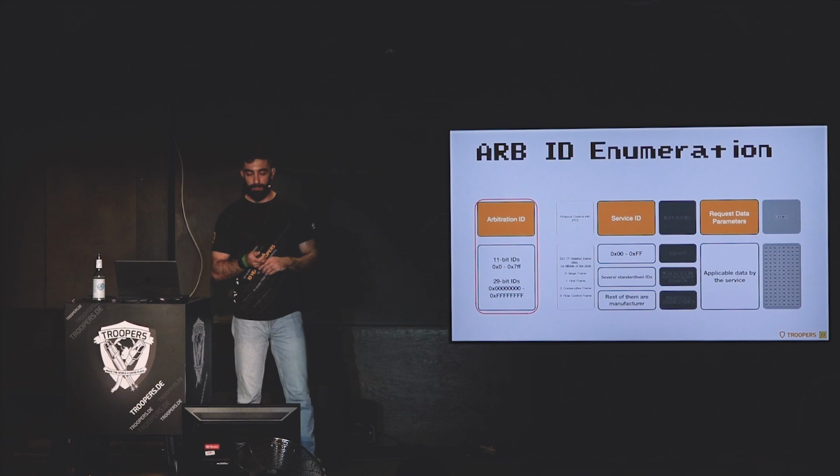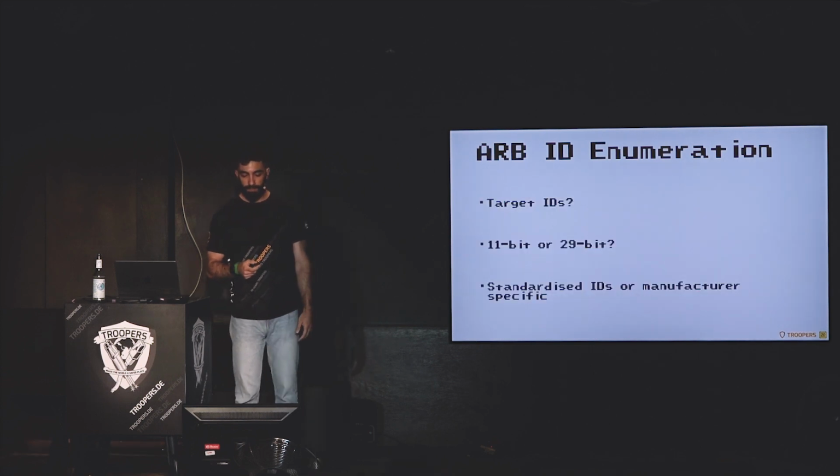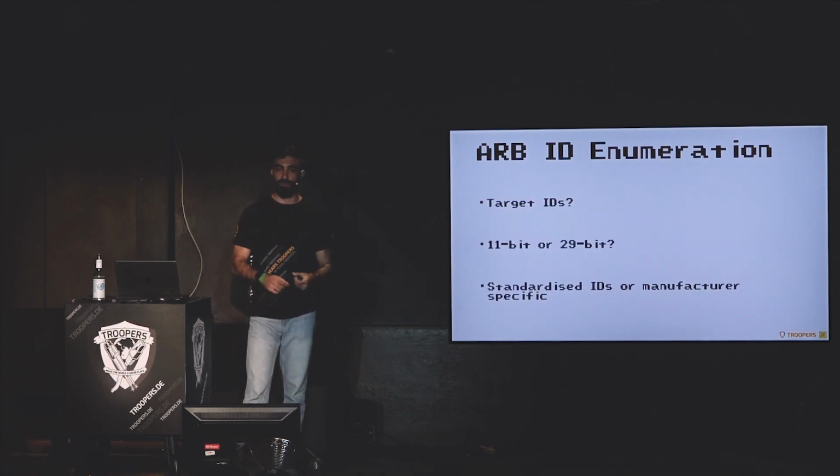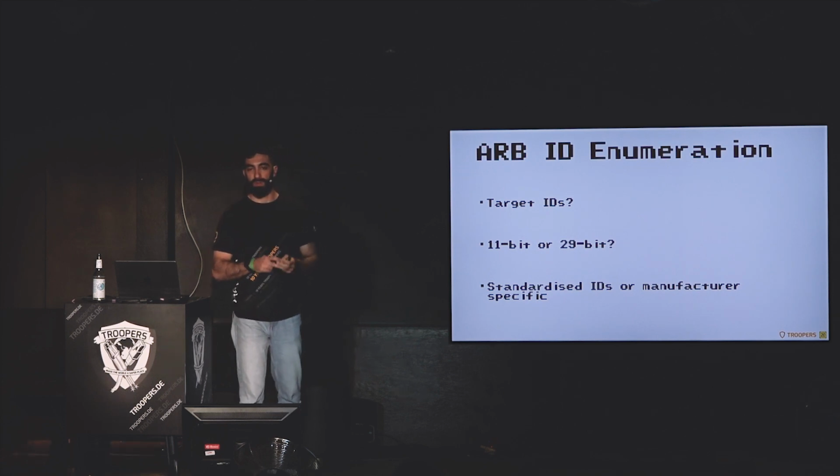Let's start with the arbitrary ID enumeration. First of all, we have to find which are the target IDs on the specific bus that we are connected to, because every ECU has a different pair of IDs. We have to see if they are 11-bit or 29-bit, and if they are standardized IDs under the ISO or manufacturer-specific.